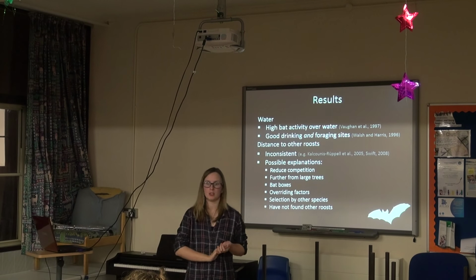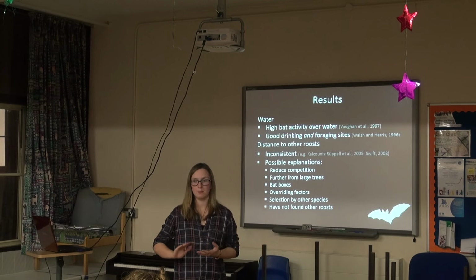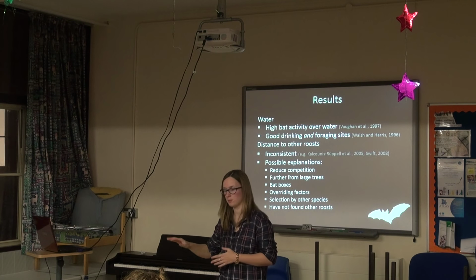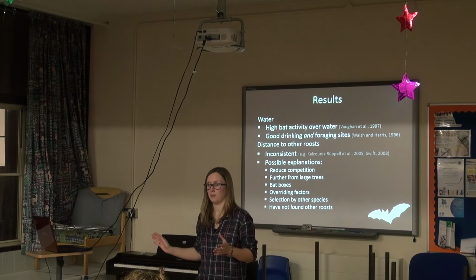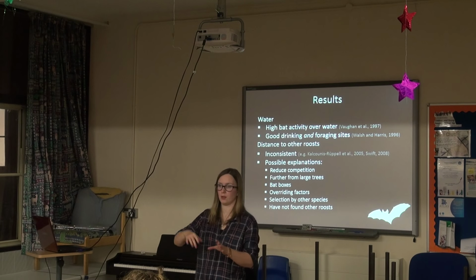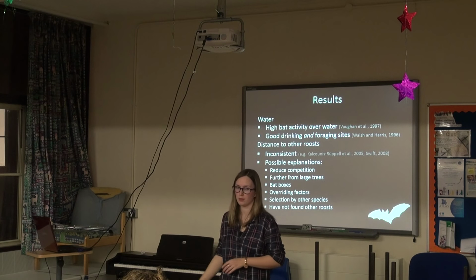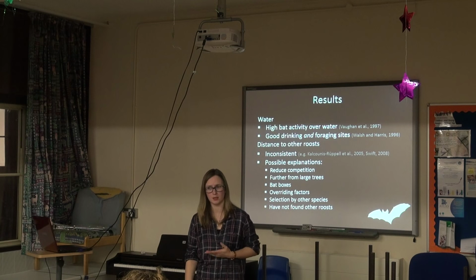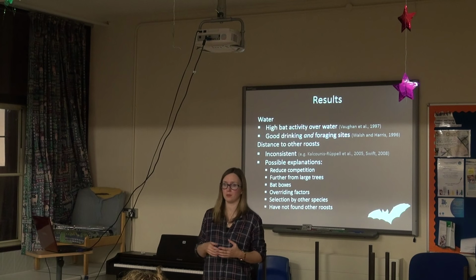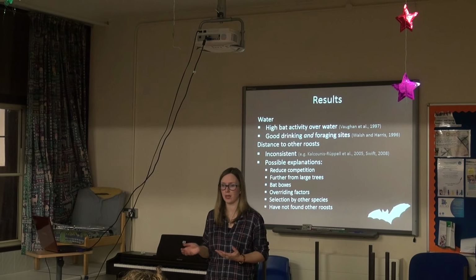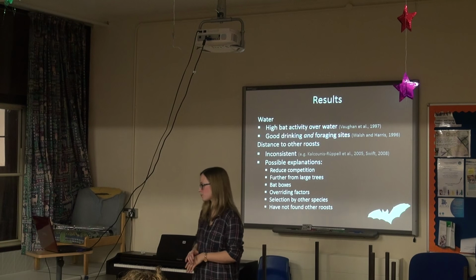So I didn't really think that was a great explanation either. So the next explanation was that, okay, maybe they're not near tree roosts, maybe they're near bat boxes. So they're just near other roosts, and it's just coincidence that they seem to be far away from tree roosts. I don't think this was too convincing either, because I'd put the distance to bat boxes into my analysis, I'd taken account of that, and nothing had come from that.